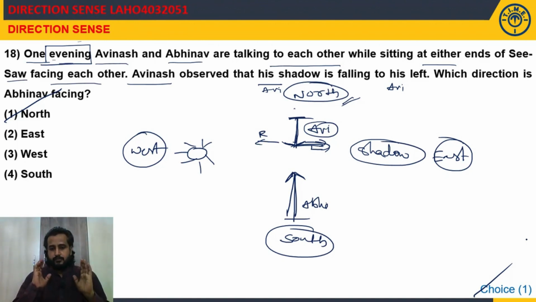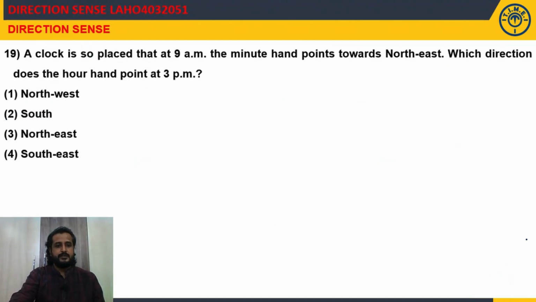You may take the given persons either horizontally or vertically, any person anywhere, there will not be any change in the answer. Because based on the shadow and the sun locations, we are deciding the directions. Okay? Now, move to the next question.